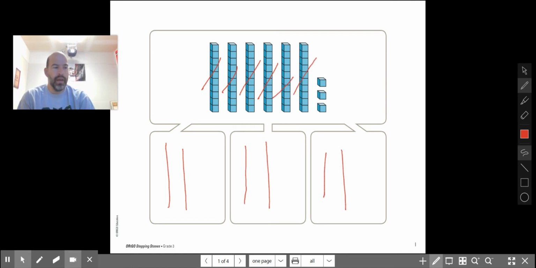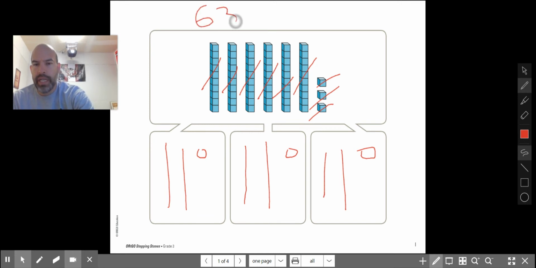Now I have ones left, right? So 1, 2, and 3. All right. So each group gets how many? 21, because 10 plus 10 is 20, plus 1 is 21. So we have a total of 21 in each group. So how do we write this as a division problem? If we write it as a division problem, it would be 63 divided by 3 equals 21.